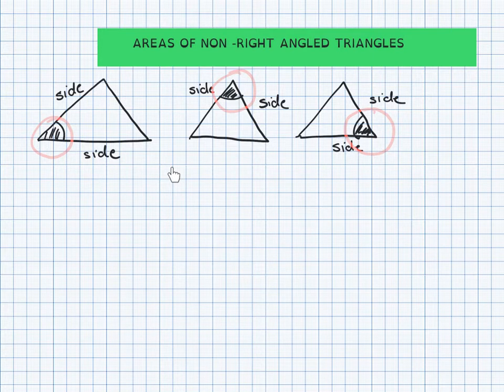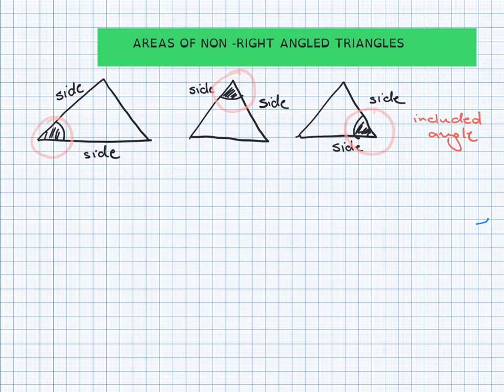So how do we calculate the area of non-right angle triangles? If we have two sides given, one side and the other side, and the angle between those sides is given. So same here: side 1, side 2, and the angle between those two sides. The angle that we need is called the included angle, the angle between those two sides. And then we can find the area of the triangle.